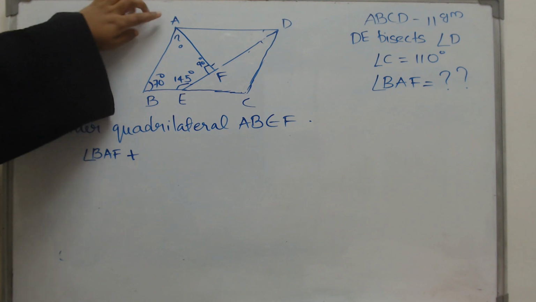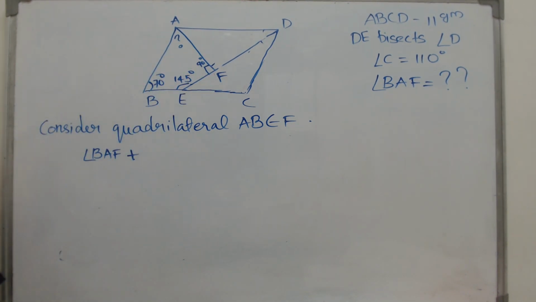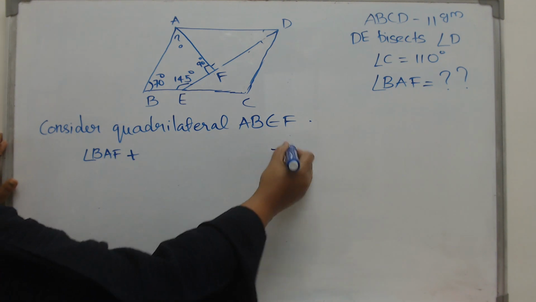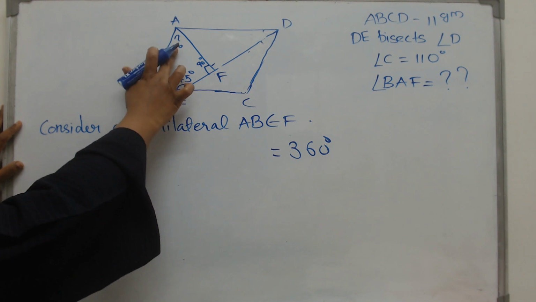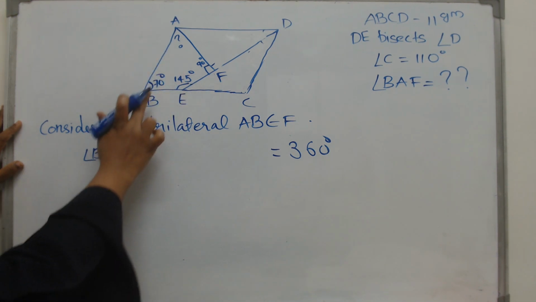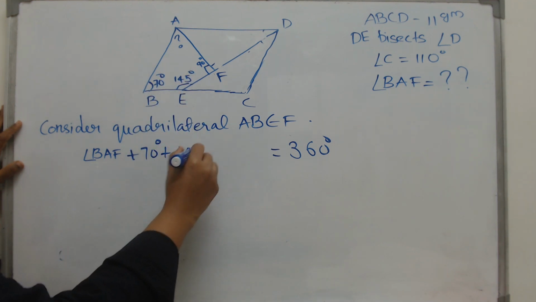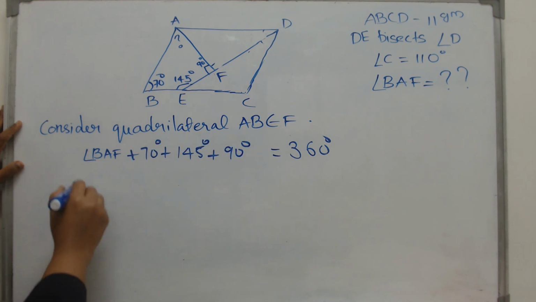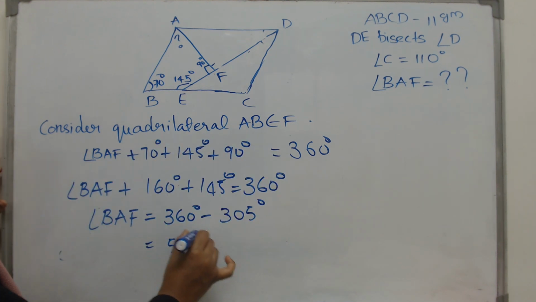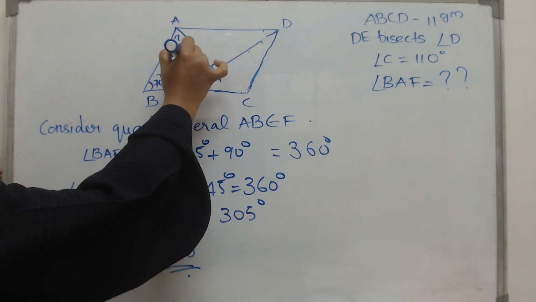So here we have the quadrilateral ABEF. The sum of the angles is 360 degrees. So what all do we know? We need to find this angle. This angle here is 70 degrees. Here you have 145 degrees, and here you have 90 degrees, which means the answer that you are looking for is 55 degrees. This much is 55 degrees.